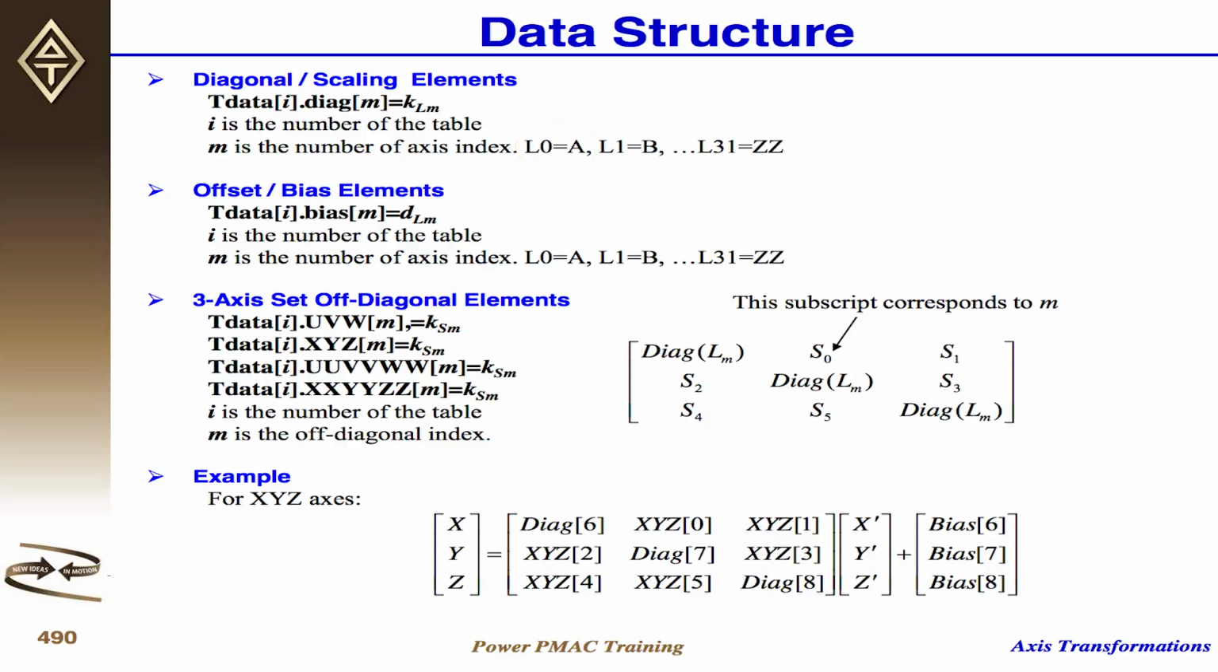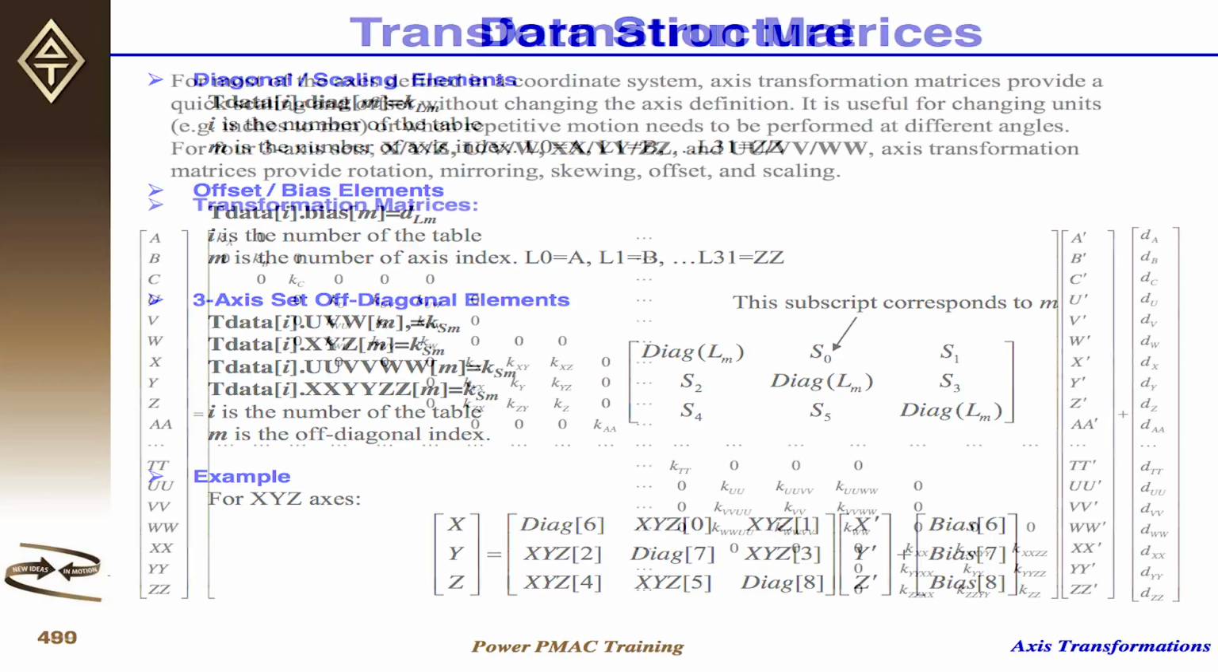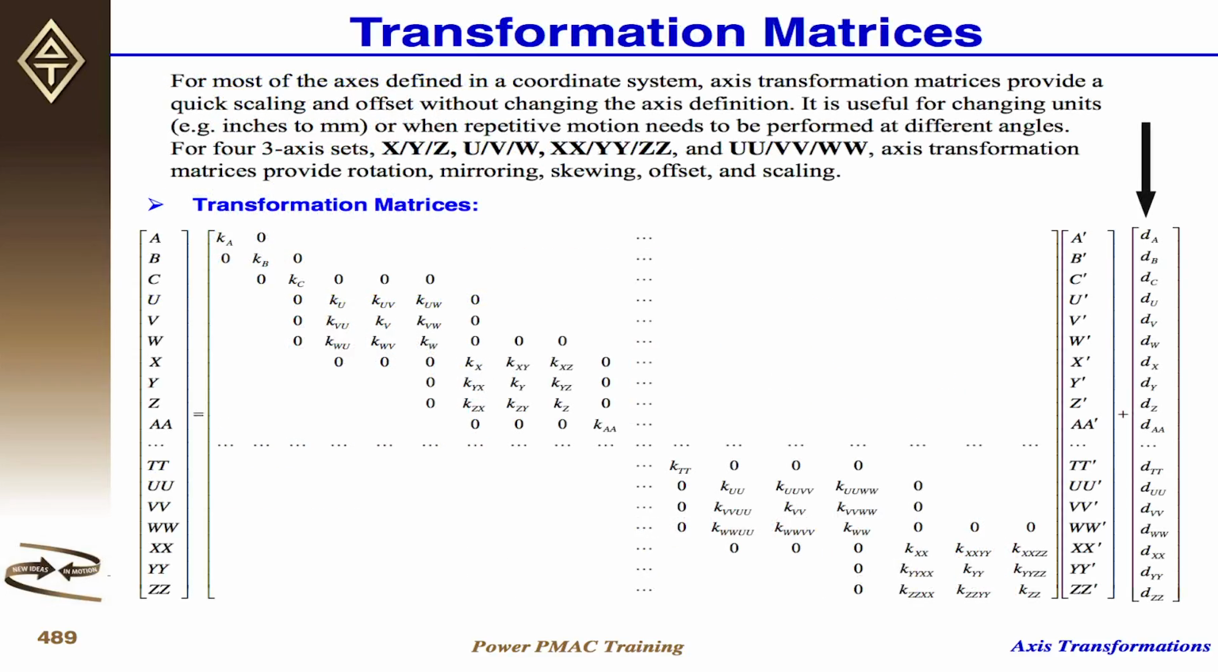So that's why I wrote this. It's KLM. L0 is A, L1 is B, and so on and so forth, up to 31, because we have 32 axes. So from 0 to 31, we have all that. So that's the diagonal scaling. For the offset part, the bias part, that's on the very right-hand side here. For the offset, for each one of them, you will have one of the offset terms.